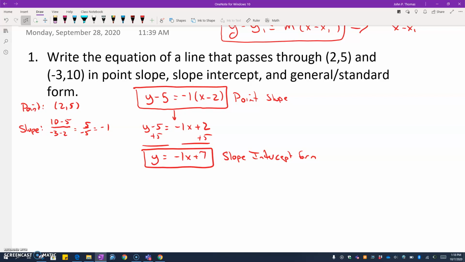All right, the next form is general or standard form. So this is where we need to get the x and y on one side. So I'm going to add x over to both sides. And I get x plus y equals 7. All right, that is our general or standard form. We got really lucky here because there were no fractions. So we have general or standard form. And the leading coefficient was already positive. So we've got our equation in all 3 formats. All right, so that problem would be done.